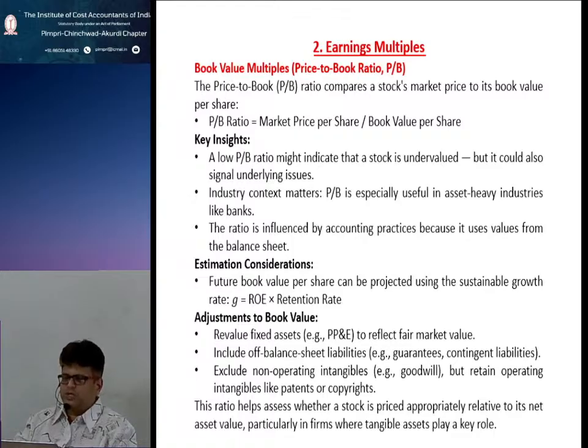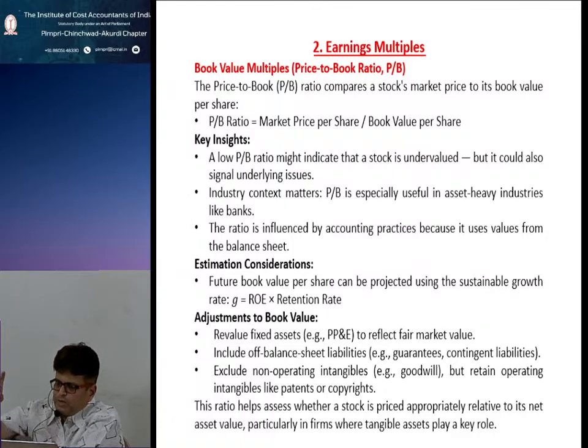Key insights in terms of book value multiples: a low PB ratio might indicate that a stock is undervalued, but it could also signal underlying issues. Secondly, industry context matters. PB ratio is especially useful in asset heavy industries like banks. And thirdly, the ratio is influenced by accounting practices because it uses values from the balance sheet. So that's what the ratio is influenced by, because it is all based on the balance sheet of the organization.